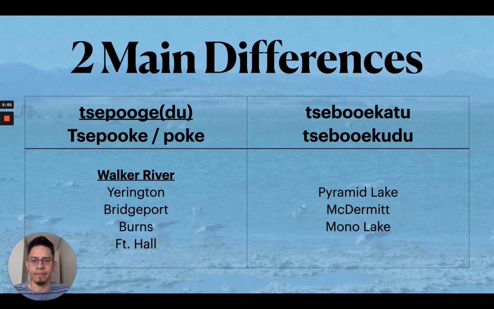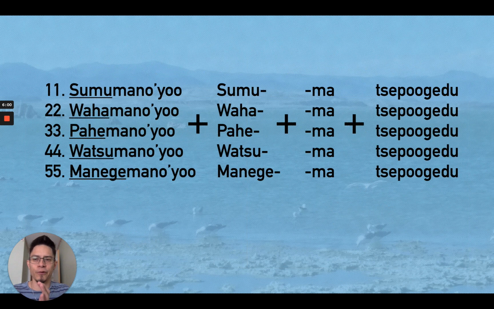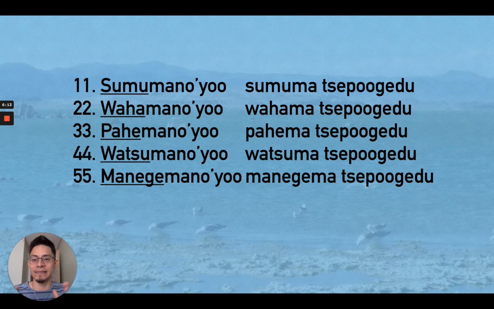And so, here's how it finally looks. You take the main big root or number, like 11 is sememanoyu. Then you put seme, then ma, and finally tsipugid. And what that looks like combined is this. Sememanoyu, semematsipugid. That's 11. 22 is wahamanoyu, wahamatsipugid. 33 is pahimanoyu, pahimatsipugid. 44, watsemamanoyu, watsematsipugida, and 55 is manigimanoyu, manigimatsipugida.